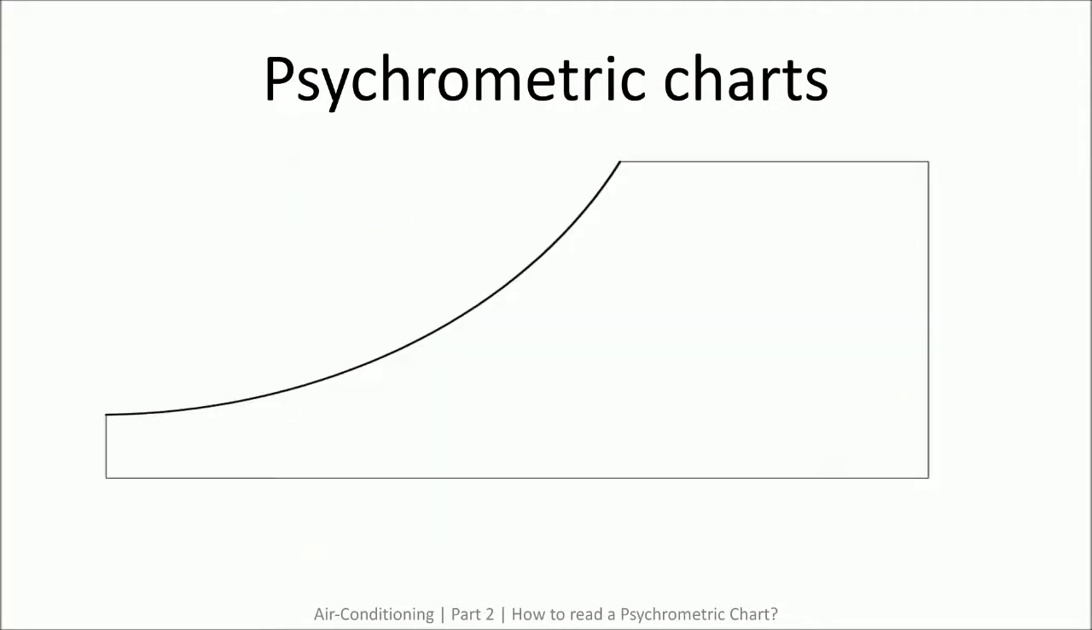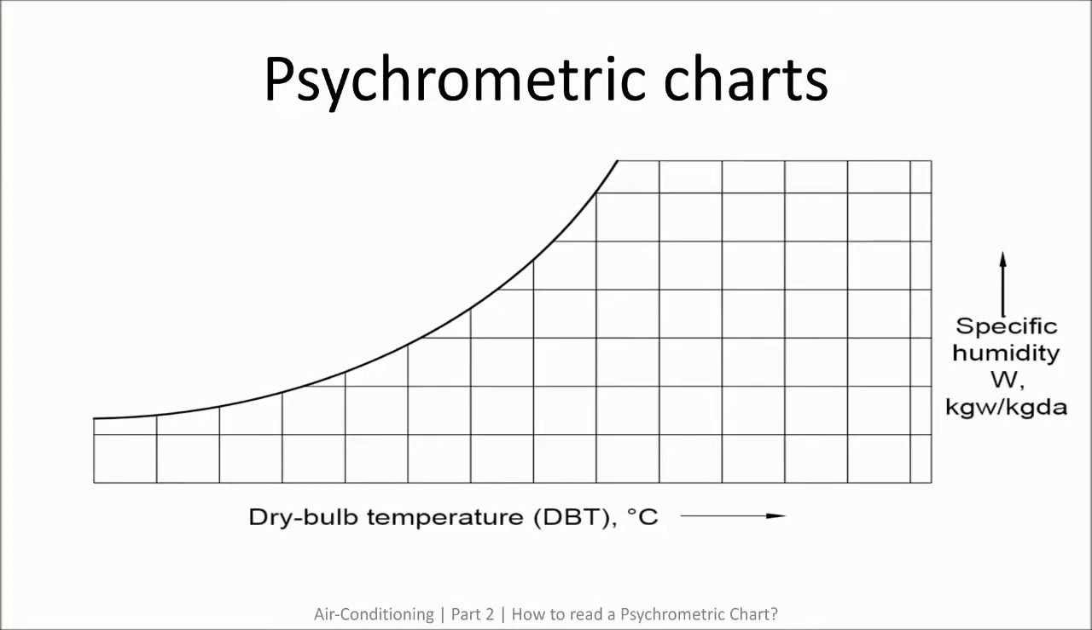The horizontal axis is the dry bulb temperature. Dry bulb temperature is the temperature of air measured with an ordinary thermometer. The constant dry bulb temperature lines are the vertical lines shown in the figure. The vertical axis is the specific humidity, which is also known as humidity ratio. The constant specific humidity lines are the horizontal lines shown in the figure.